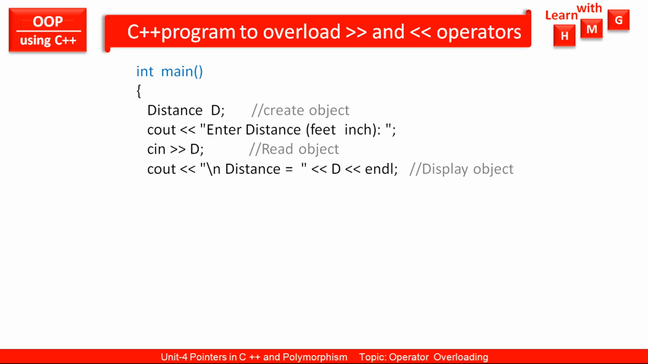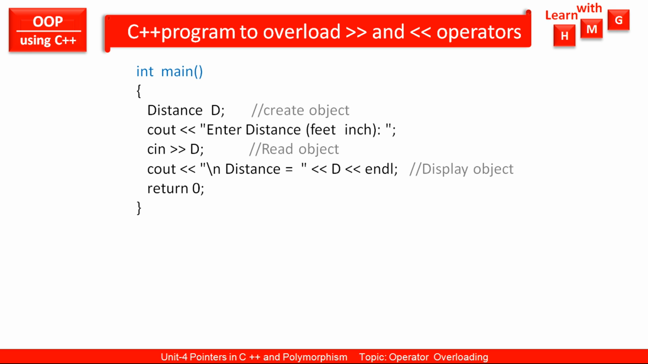Again the distance is displayed using object D directly, with the cout insertion operator: distance is equal to, insertion operator, object D, insertion operator, end of line. Here also the object is displayed directly because we have assigned an additional operation to this insertion operator in the overloading, and that's why it is able to display the value of the object directly. Return 0, end of the function.